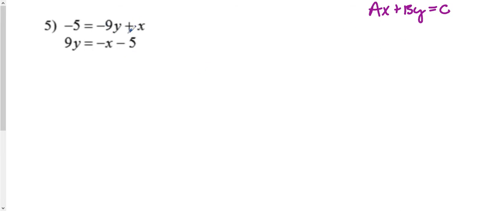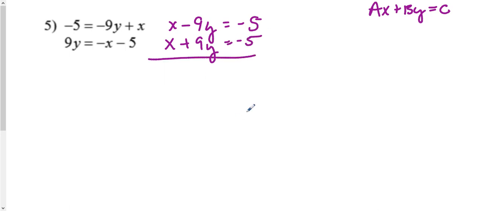So this basically is the standard form if we just went ahead and rewrote it as x minus 9y is equal to negative 5. We just switch those around. Here, if we added the x over here, then if we add these together, the y's are going to disappear.